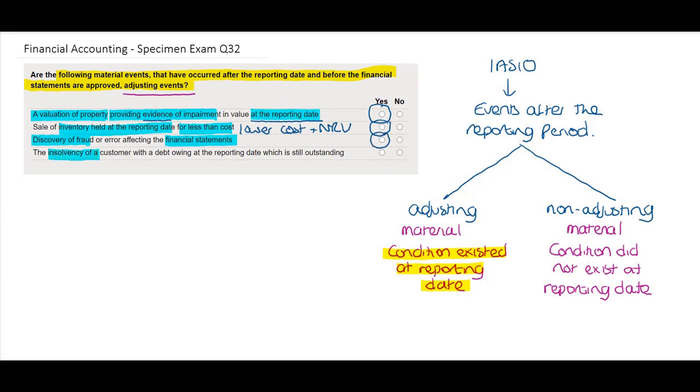Finally, there was the insolvency of a customer with a debt owing at the reporting date which is still outstanding. If the balance was owed at the reporting date and they are unable to pay, to leave that balance in the financial statements would mean that the receivables balance is overstated. The receivables balance should be adjusted to remove the debt that cannot be paid. The condition existed at the reporting date, and so we have an adjusting event. Therefore, all 4 statements are adjusting events in accordance with IAS 10.